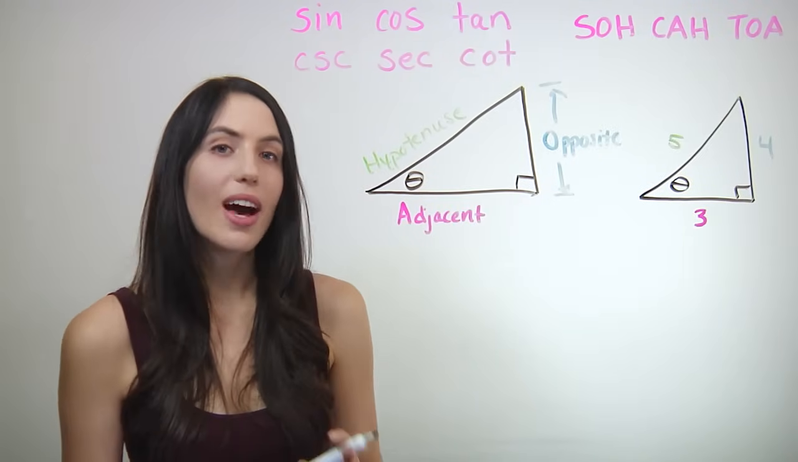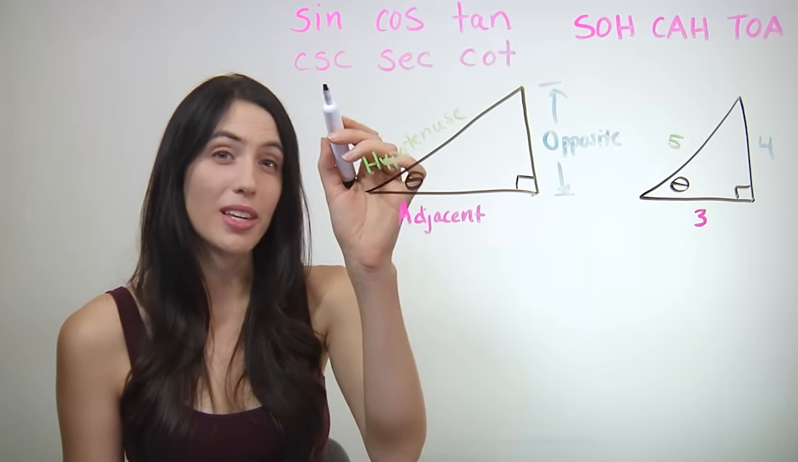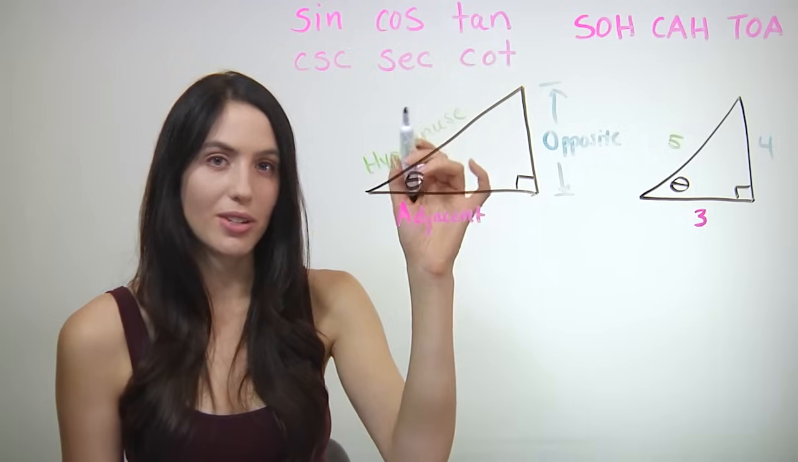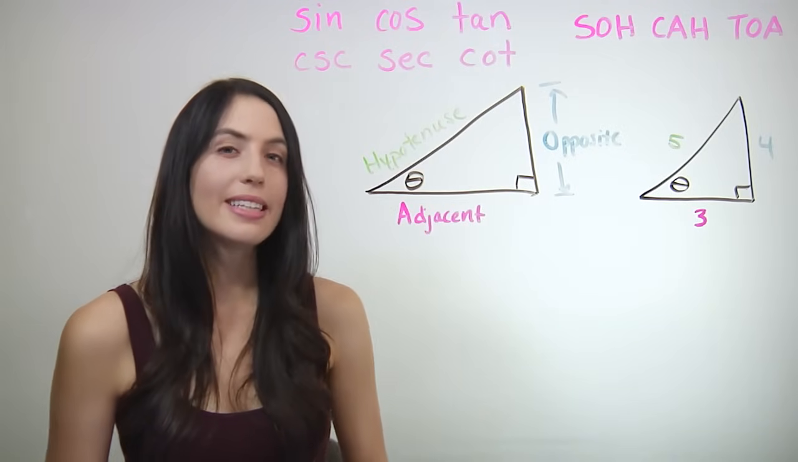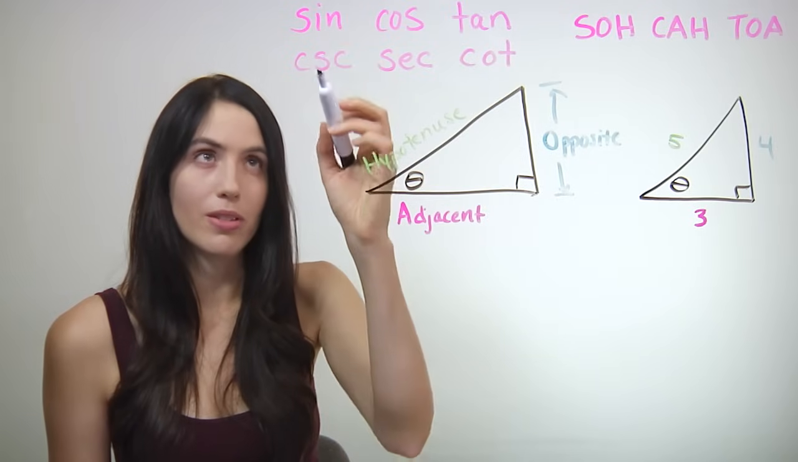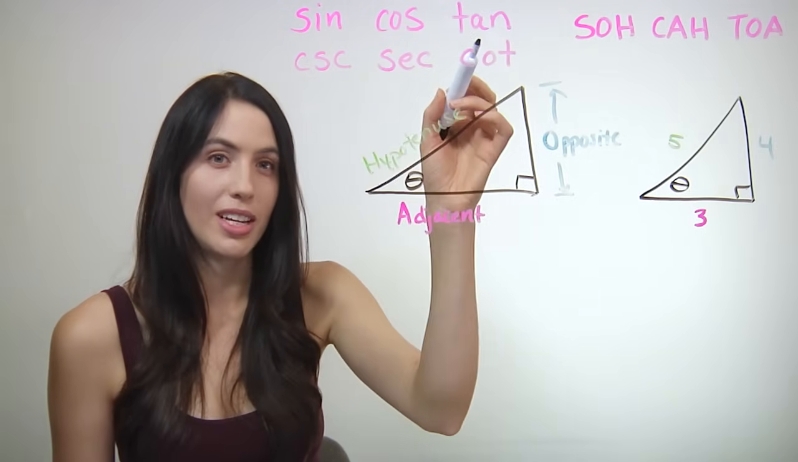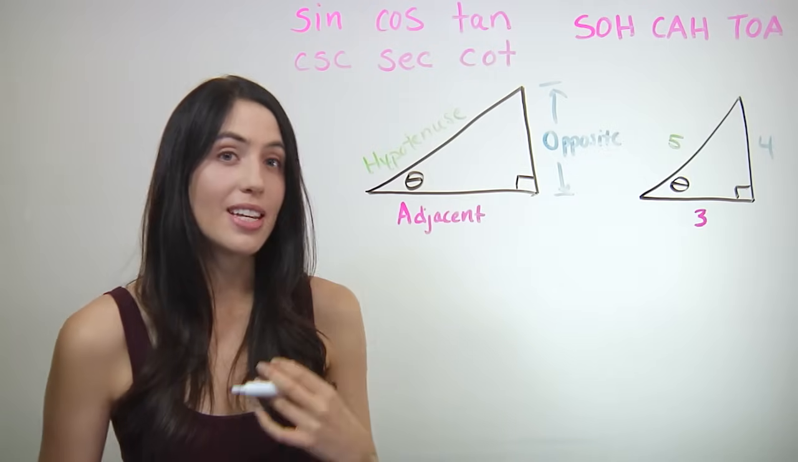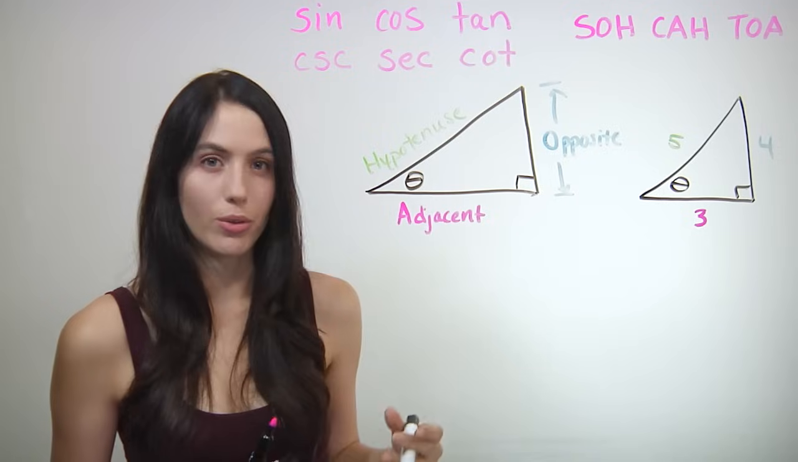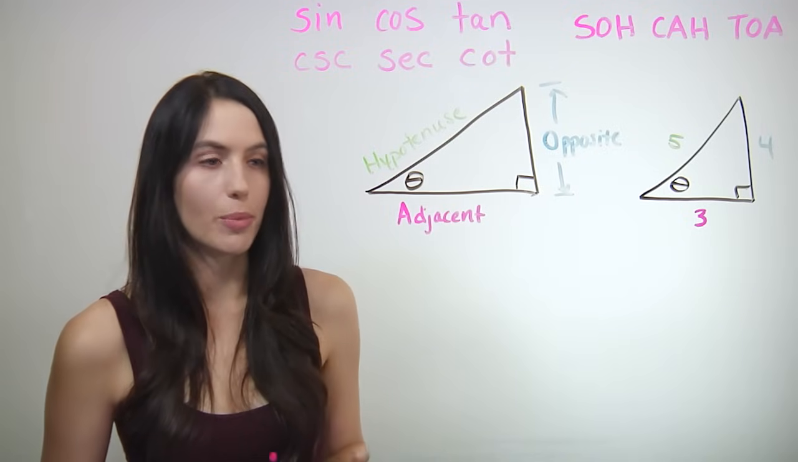Okay, say you actually need to find the values of cosecant, secant, or cotangent, one of the other 3 basic trig functions. The easiest way is to first find the value of their partner trig function, sine, cosine, or tangent, and then take the reciprocal, 1 over sine, 1 over cosine, 1 over tangent. So let me show you an example.